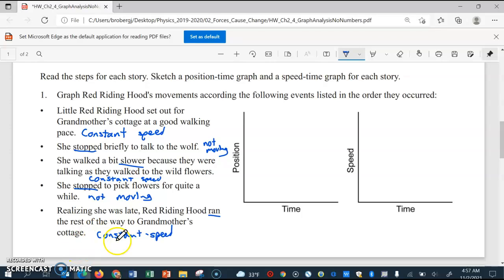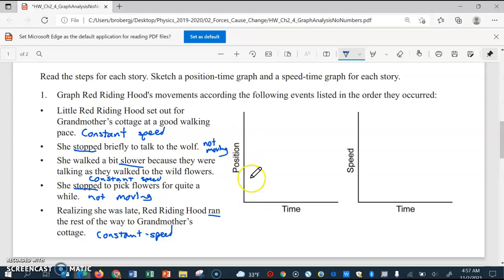Some people think this last part is acceleration. Just keep in mind that acceleration means that she's speeding up faster and faster and faster. Constant speed is like you're going at one speed on its own. And so now that we went through and we understand what happened in the story and we know what the motions are, then we can start constructing the graphs. Let's construct one graph at a time.